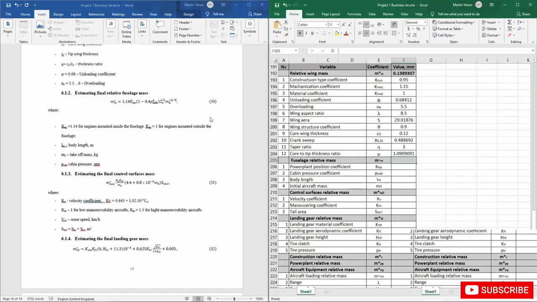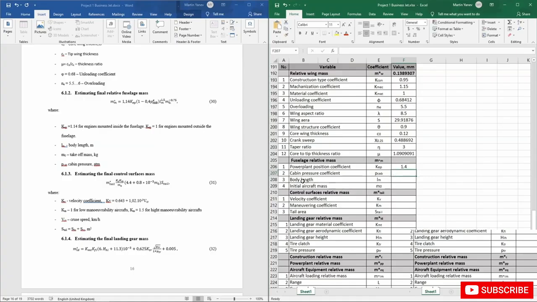First of all, you have the KEP coefficient, which denotes whether the engines are mounted inside the fuselage or not. Simply, if the engines are mounted inside the fuselage, then it is equal to 1.14, and if they are not, it is equal simply to 1. So in our case, our engines are not mounted in the wing, but they are mounted inside the body, and for that reason this coefficient here will be equal to 1.14, and I will type it down.